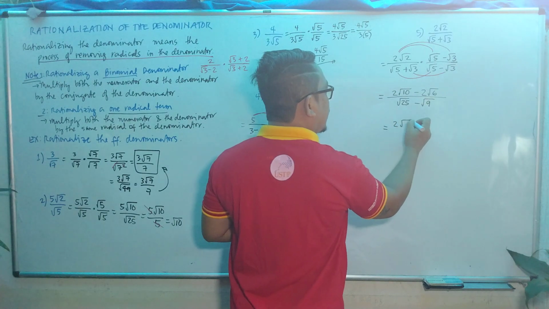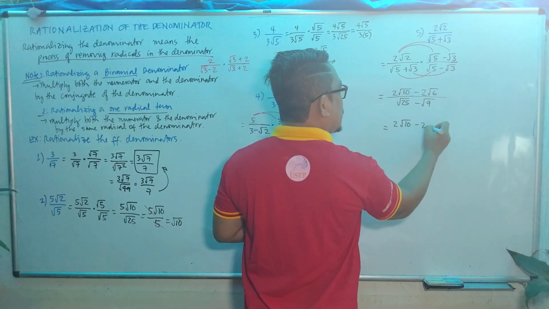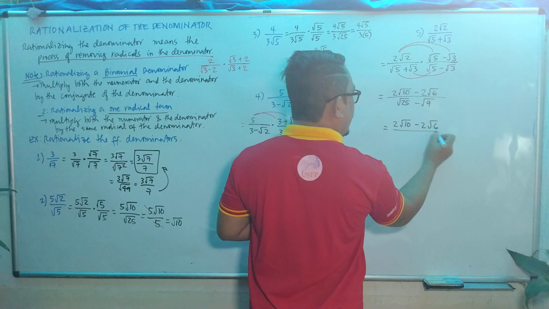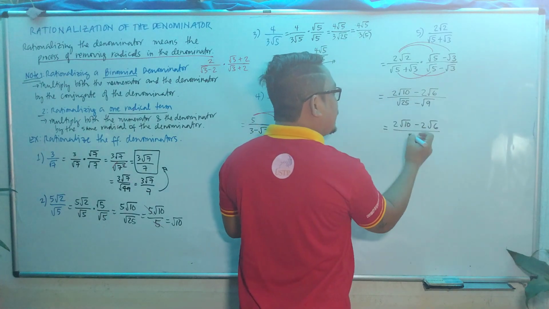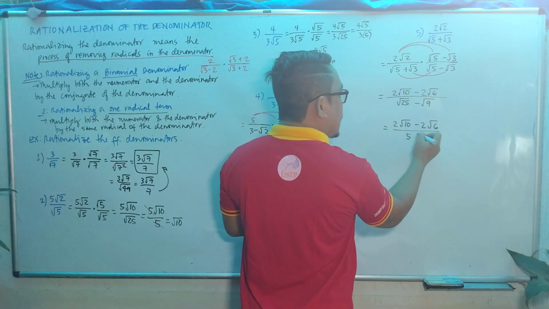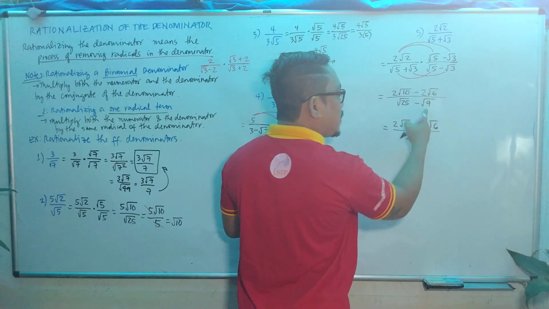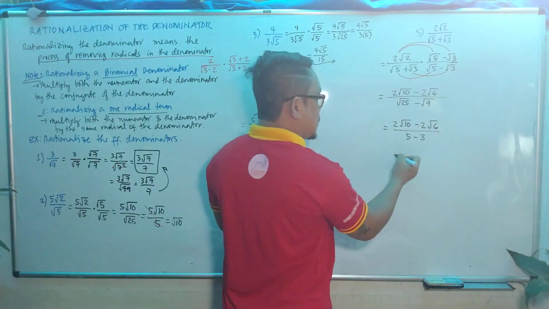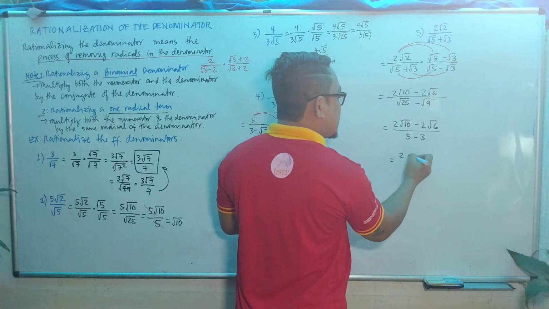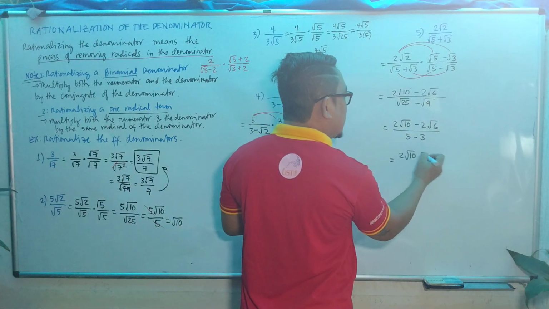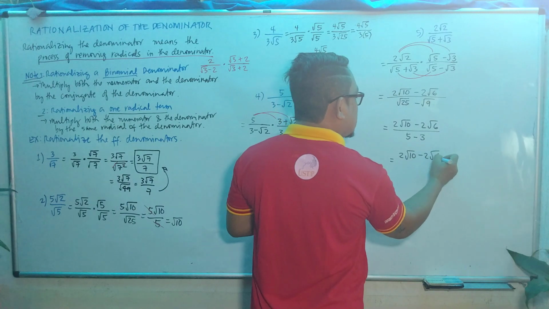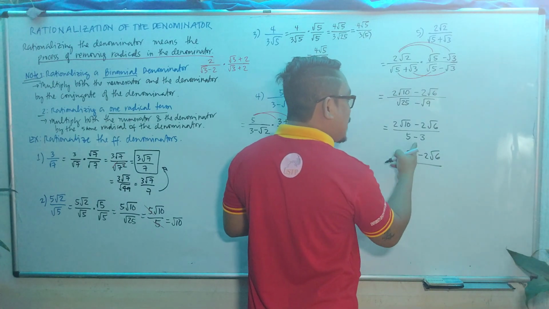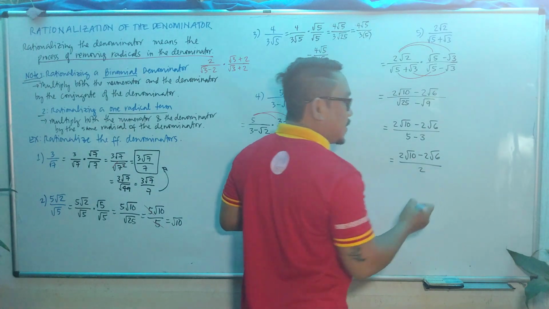2 square root of 10 minus 2 square root of 6 over, what is square root of 25? That is 5. You copy minus, what is square root of 9 again? We have 3, right? So let's continue. You just copy 2 square root of 10 minus 2 square root of 6 all over, what is 5 minus 3? You have 2. Okay.